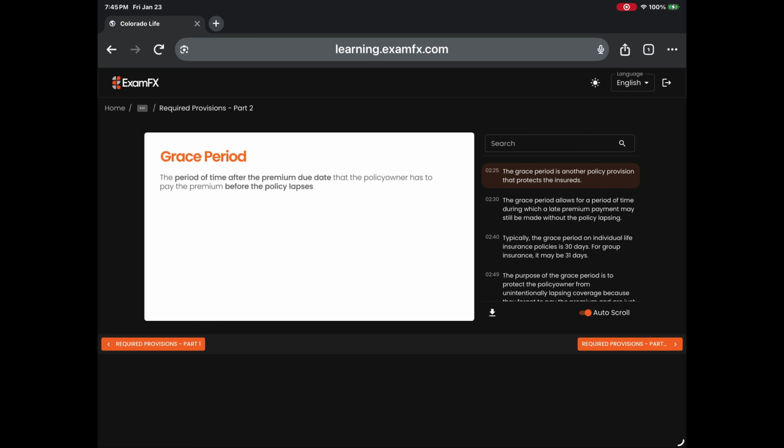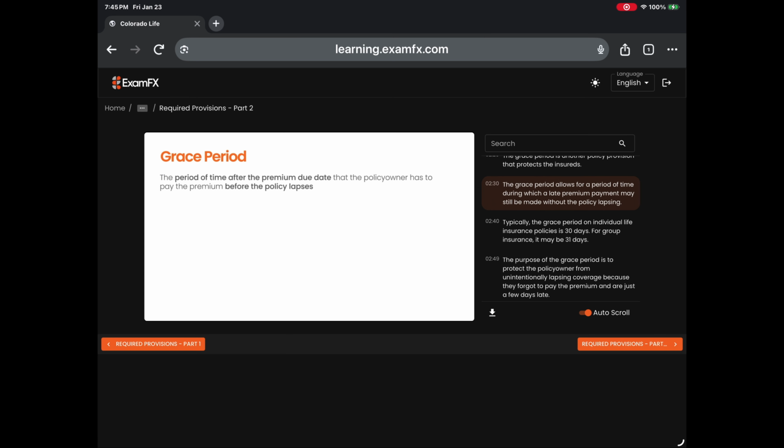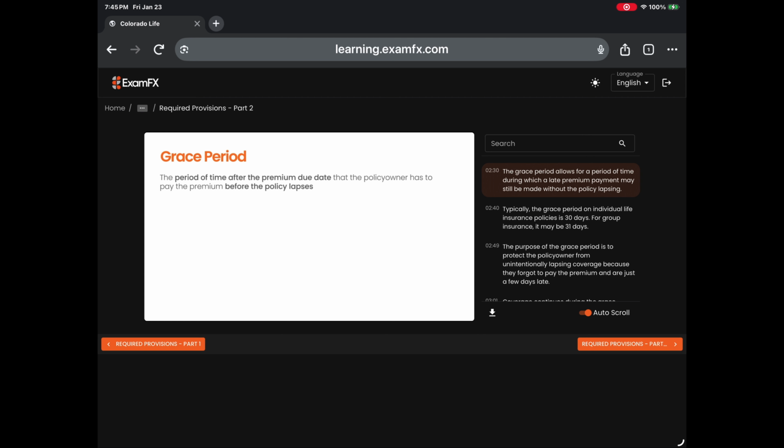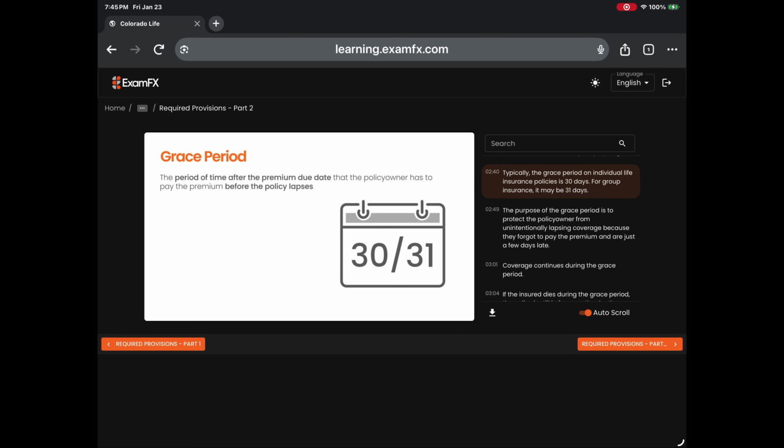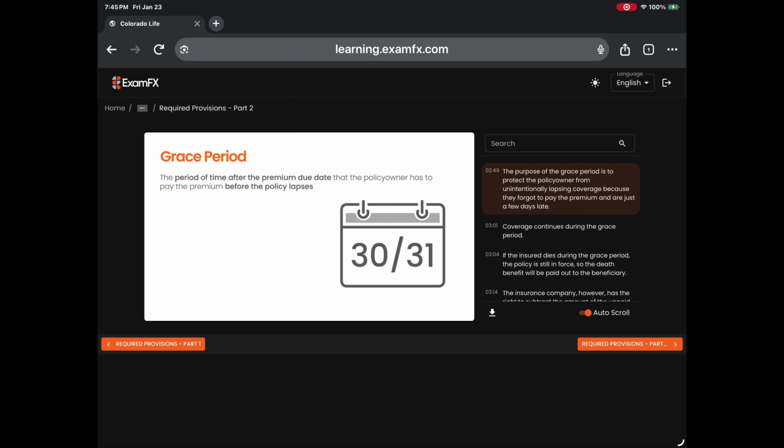The grace period is another policy provision that protects the insureds. The grace period allows for a period of time during which a late premium payment may still be made without the policy lapsing. Typically, the grace period on individual life insurance policies is 30 days. For group insurance, it may be 31 days. The purpose of the grace period is to protect the policy owner from unintentionally lapsing coverage because they forgot to pay the premium and are just a few days late.